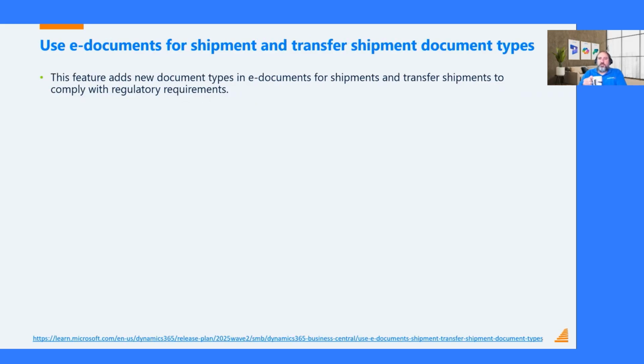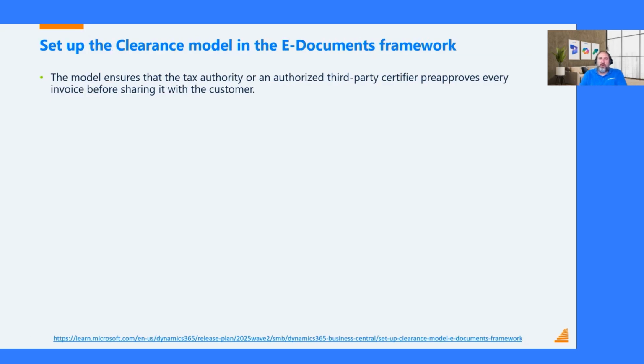Use e-documents for shipment and transfer shipment document types. So this feature adds new document types to the e-documents, specifically for shipments and transfer shipments. And this was to comply with regulatory requirements. Obviously, in some countries, they actually require you to have the ability to send shipments as e-documents as well. So that's now been added into the product.